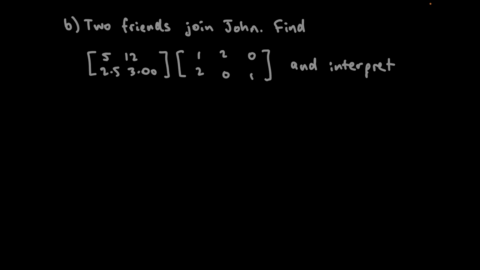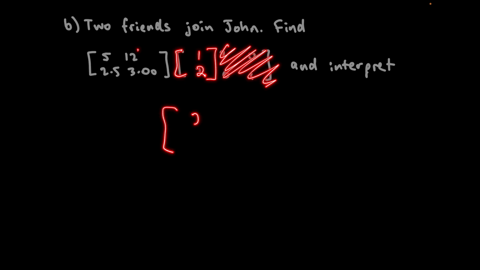Okay, we have same problem, part B of the previous question. We have 2 friends that join John. So now we have to find the final matrix multiplication of this, and we have to interpret our results. So before we actually even multiply these matrices, let's interpret our results. So we recognized before, we didn't even have these numbers before. We just had this matrix here, a 1 and a 2. So this corresponded to the final matrix being a 2 by 1 matrix.